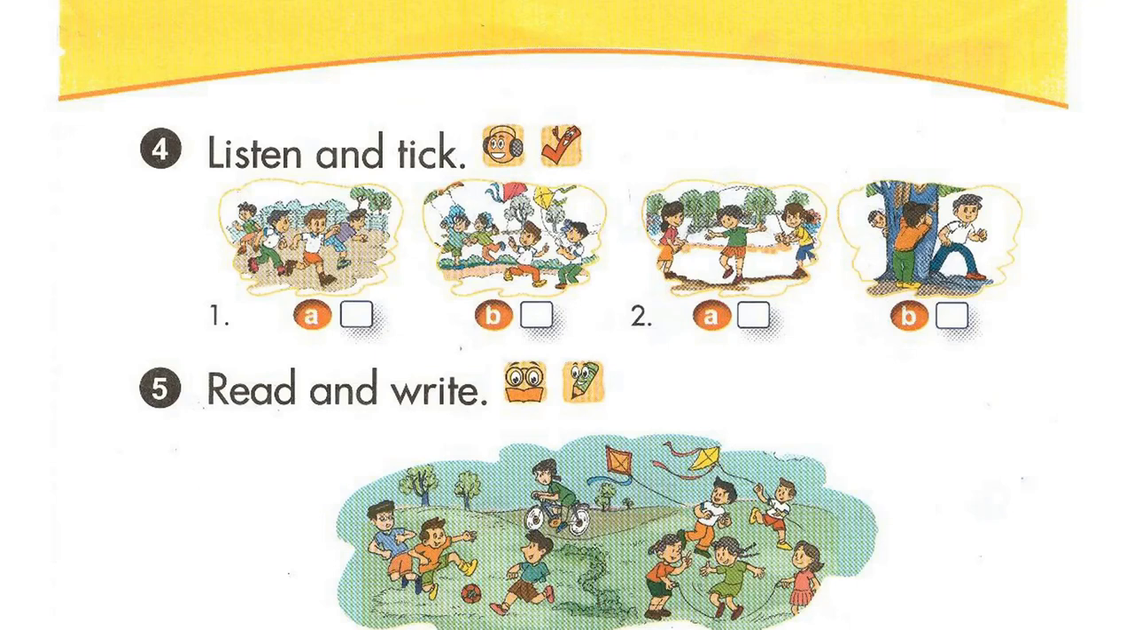Activity 4. Listen and tick. 1. Where are Nam and Gwen? They're in the park. What are they doing there? They're flying kites with their friends. 2. Where are the girls? They're in the park. What are they doing there? They're skipping.